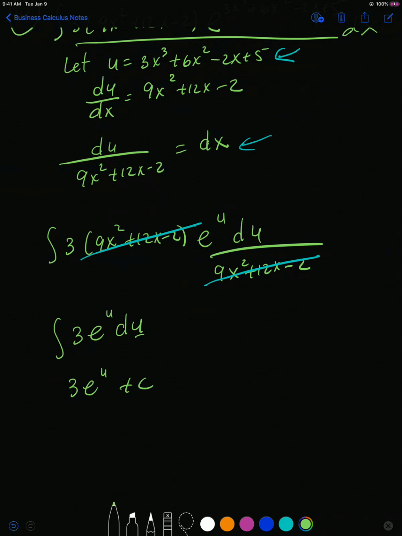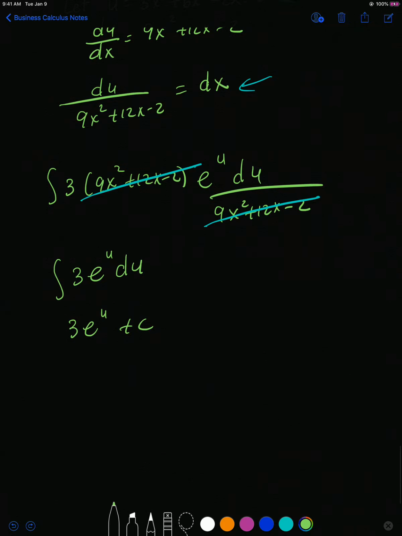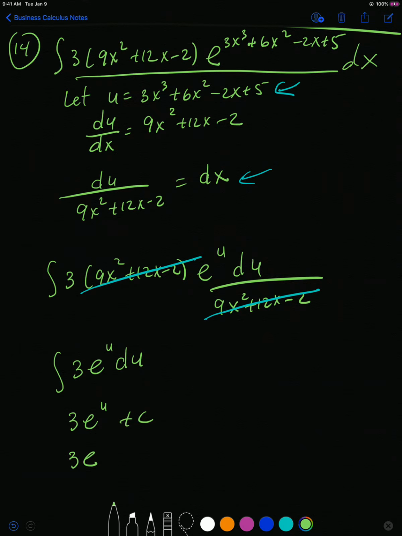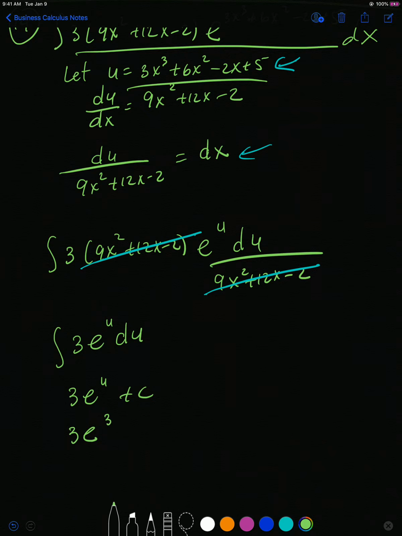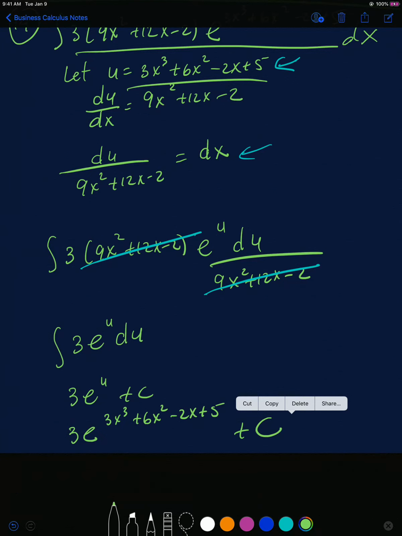Again, our variable of integration is u, so think of the u as an x. It's just a regular antiderivative. And then you make your change back. 3e to the u, where u is this long thing right here. And so that's going to be 3e to the 3x cubed plus 6x squared minus 2x plus 5, plus c for the unknown constant.